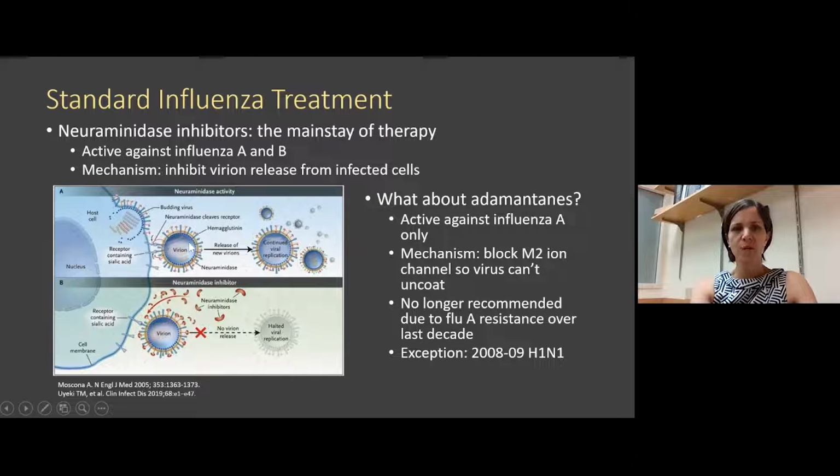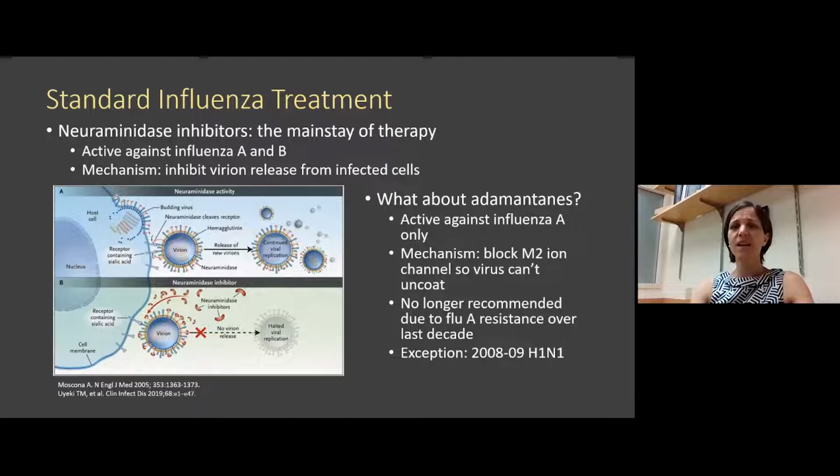So if this virus particle is released and it goes on to infect another cell, it basically is endocytosed. And in order to get out of that endosome, it has to have a protein in there called the M2 ion channel that allows acidification of the endosome. But if you block that, then the virus can never get out of the endosome inside the cell, so it can't really invade the cell.